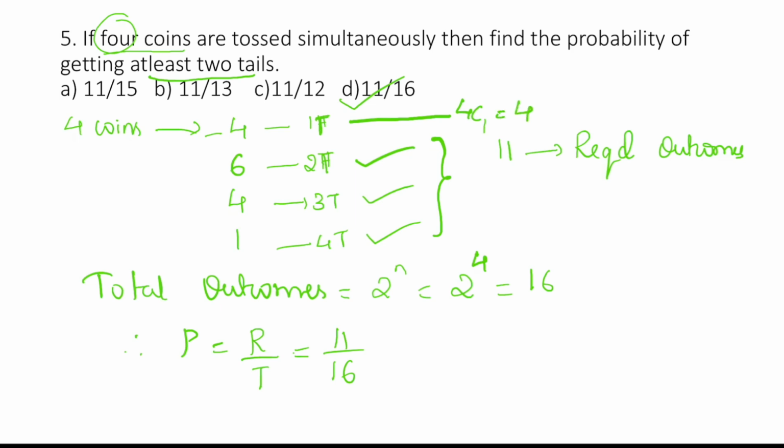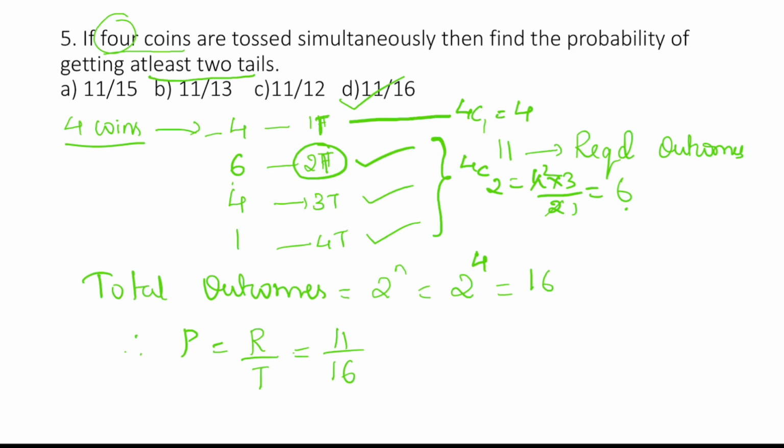Then 2 tails out of 4 coins. Okay, out of 4 coins. How can we get in 4C2 ways? And 4C2 value is what? 4 into 3 divided by 2. 2 1s are 2, 2 2s are 4, 2 3s are 6, and this 6 itself is here.